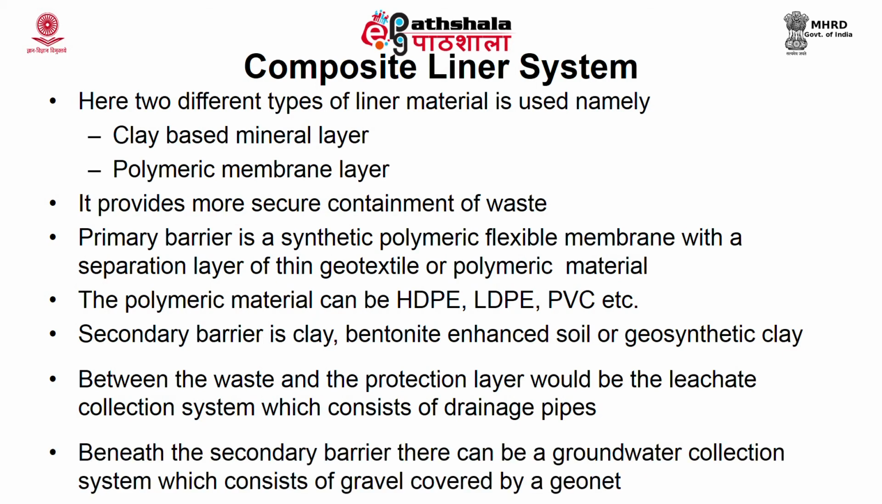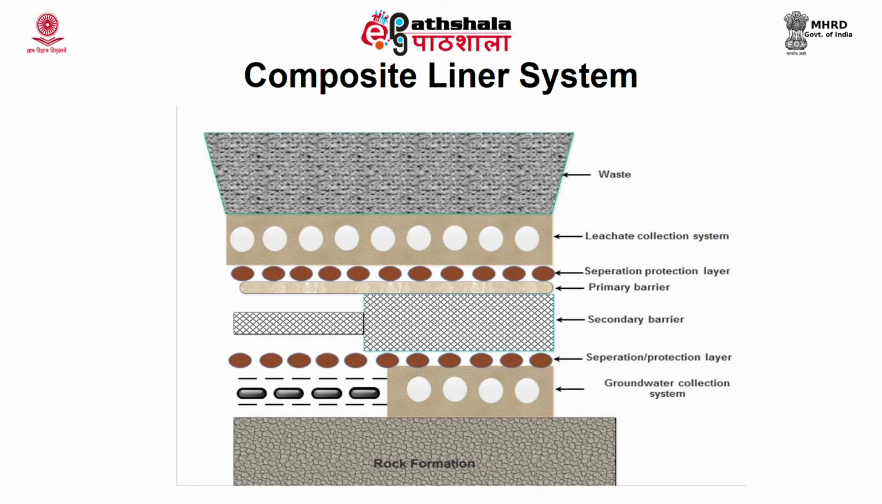Now, beneath this secondary barrier, again you can have a groundwater collection system which consists of gravel covered or lined with a geonet. Again this is an optional system. Now, this figure shows how a composite liner system will look like.